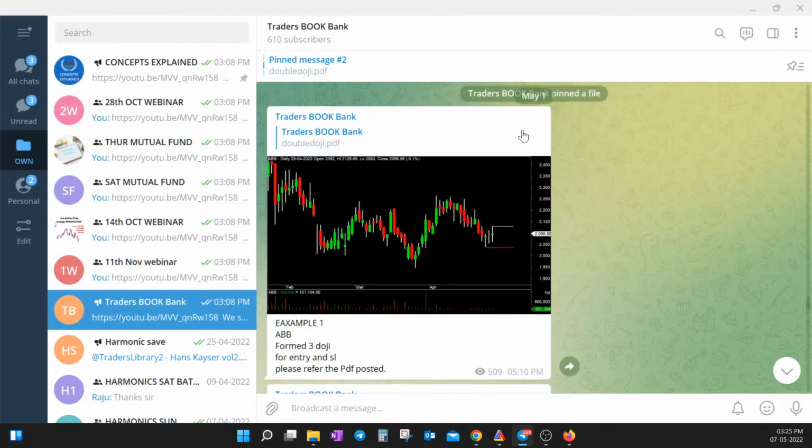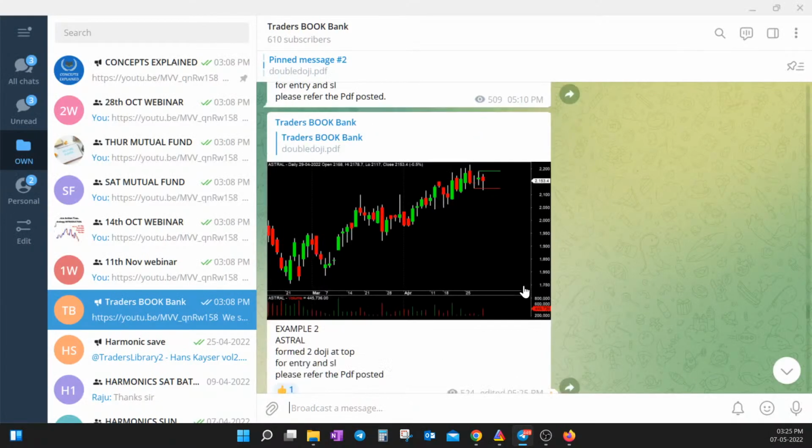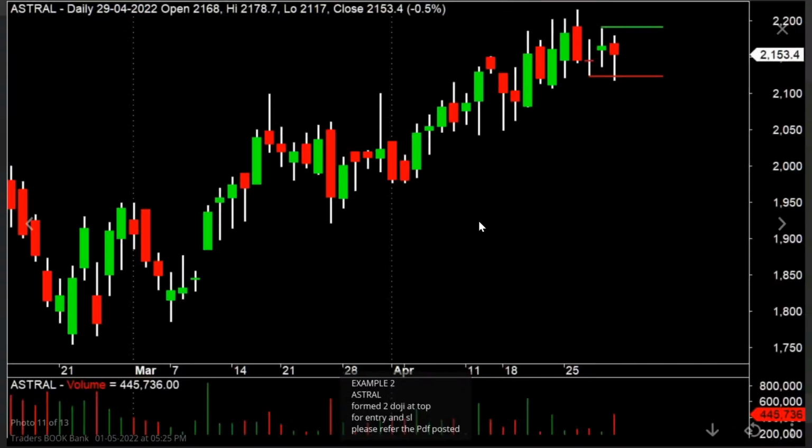This was posted on 29th. Here we found two continuous dojis with a short body. Here it was a red body, here it was a green body. Same, I have marked the highest high as well as the lowest low. Once you have found multiple continuous dojis formed in Astral, can we find any other dojis here? No, right? Here the body length is more, we cannot call it a doji.